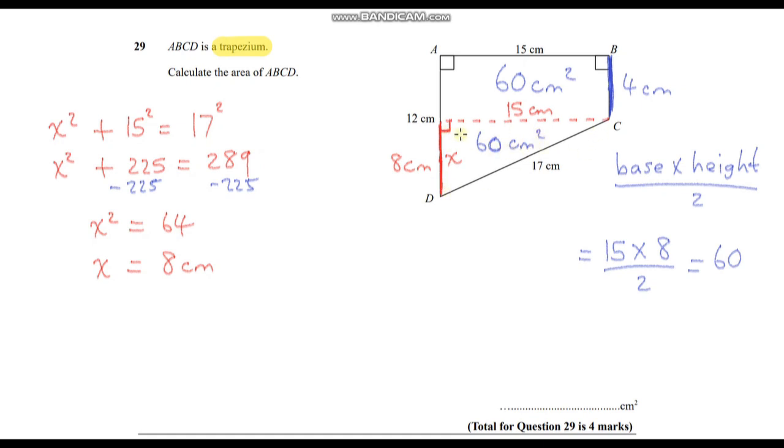It might not look 60, but remember, the drawings are not drawn to scale. Okay, so this is definitely 60 centimeters squared. So the total area is just going to be 60 centimeters squared plus another 60 centimeters squared, which gives us 120 centimeters squared. So let's put that in our answer. We don't need to write centimeters squared because it's already given to us. So there's quite a lot of working out to do, which is why this question was worth 4 marks.